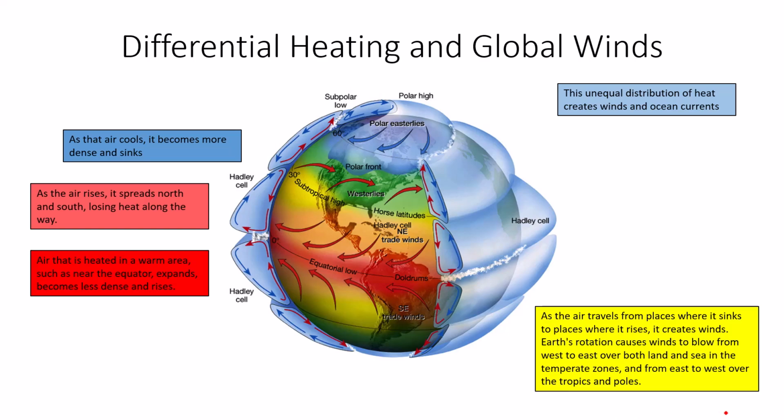It also is important to note that because the Earth rotates on its axis, it causes the winds to blow from west to east over both land and sea in the temperate zones, and from east to west over the tropics and the poles. So we are residing in Kansas, right in the middle of the country. And so our natural trade winds in the temperate region of the northern hemisphere blow west to east. So our trade winds typically come from west to east.